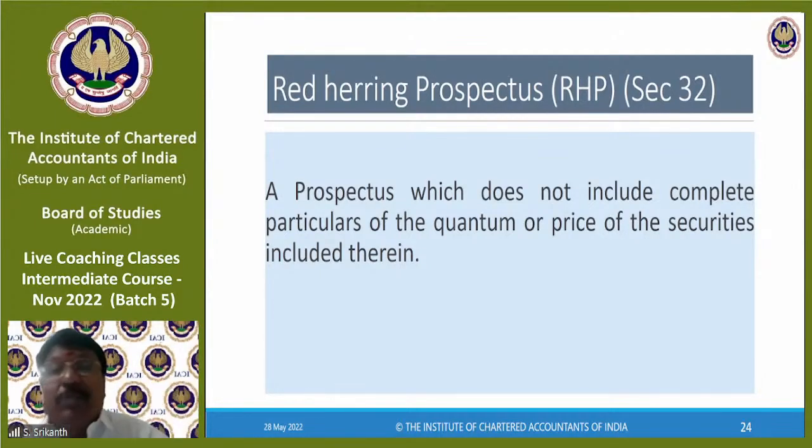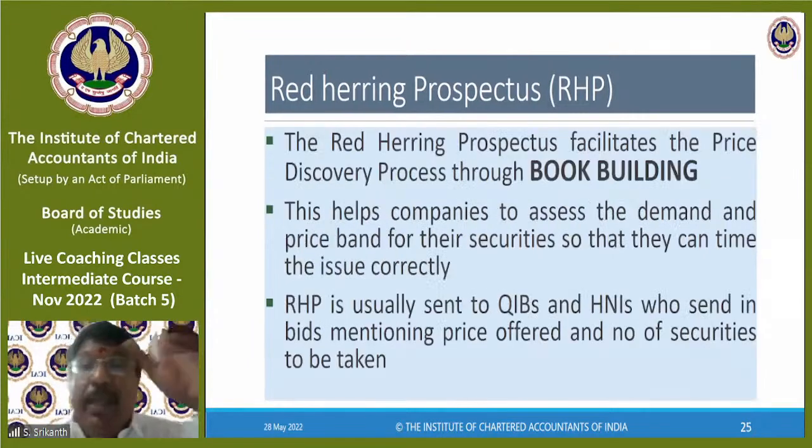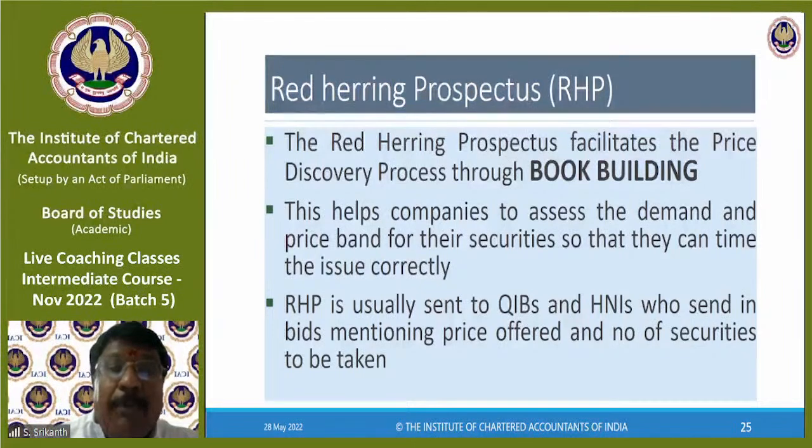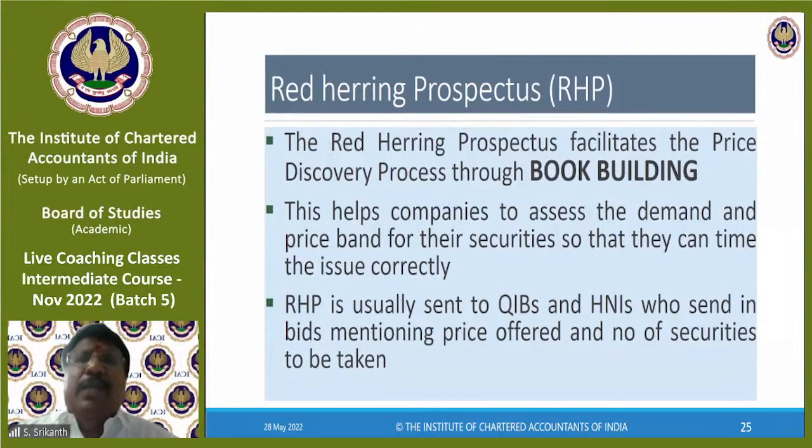Usually, the red herring prospectus will not be given to the public. But today, they are giving it to the public also. In those days, it used to go only to the qualified institutional buyers, QIBs. Today, even the public is getting it. The red herring prospectus will facilitate the price discovery process through book building. Book building is a method of getting bids. So the merchant banker, as we already saw, will become the bookmaker. Not bookkeeper, bookmaker. He will open a book.